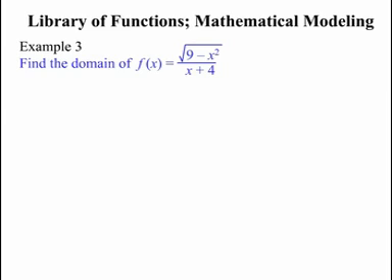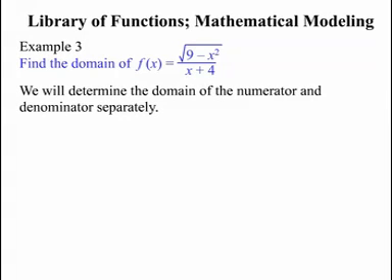Example 3. Find the domain of f of x equals the square root of 9 subtract x squared, over x plus 4. Well, how do we determine this? You could do it a couple of different ways, and we're going to do it by determining the domain of the numerator and then the domain of the denominator. Then we'll put it together.